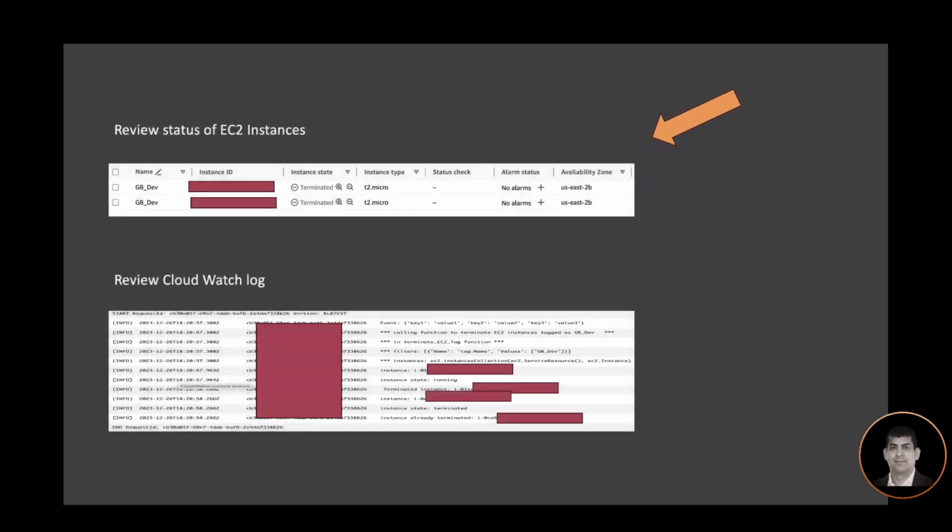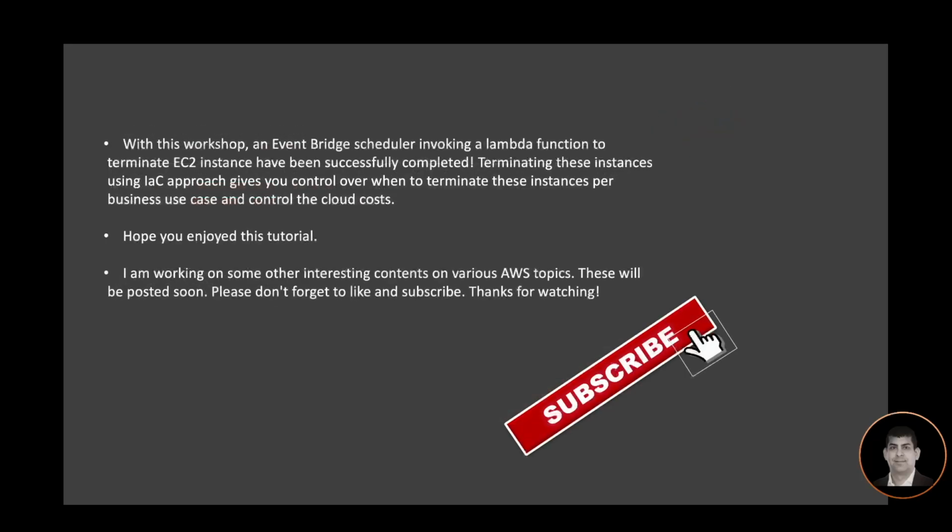Once the Lambda function has been invoked, let's look at the status of the EC2 instance. With the function being invoked, the instance has been terminated. The state is now terminated. And if I look at my CloudWatch log, I will see the message that the instance was terminated. With this workshop, an EventBridge scheduler invoking a Lambda function to terminate an EC2 instance has been successfully completed.